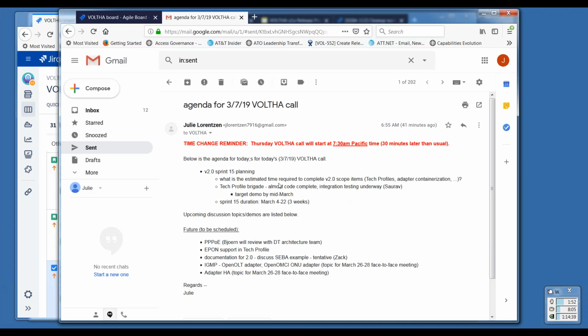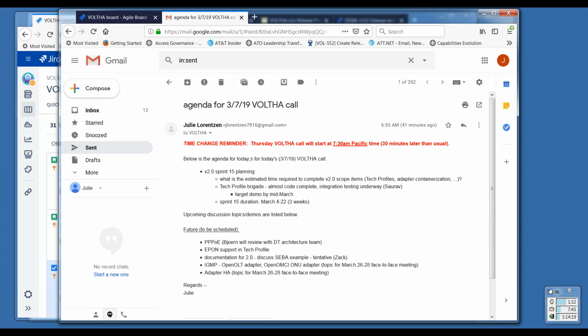Our main topic today is looking at V.2 release planning and Sprint 15 planning in particular. And we do record the meetings and post them to YouTube, so please keep that in mind during all of the discussions and any presentations, should we have any today. And with that, I think we'll go ahead and get started.